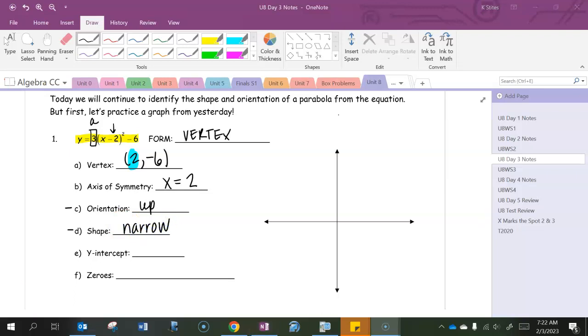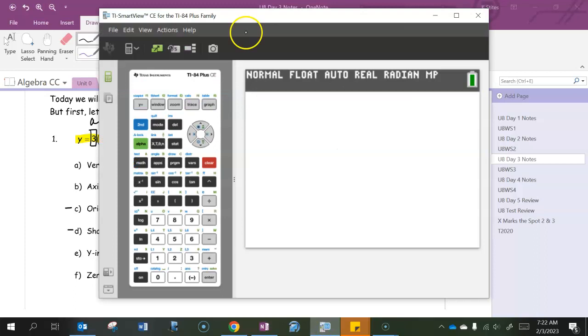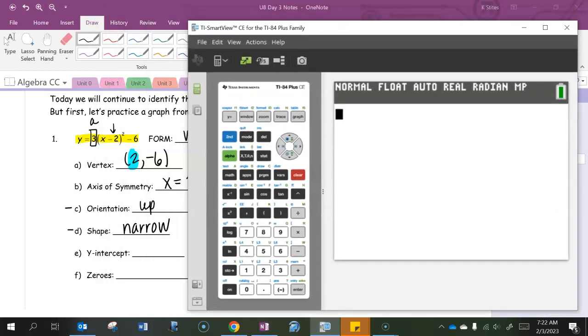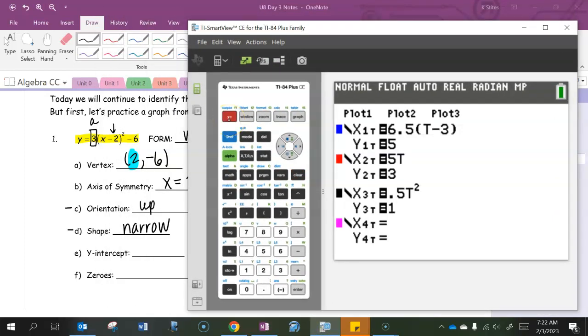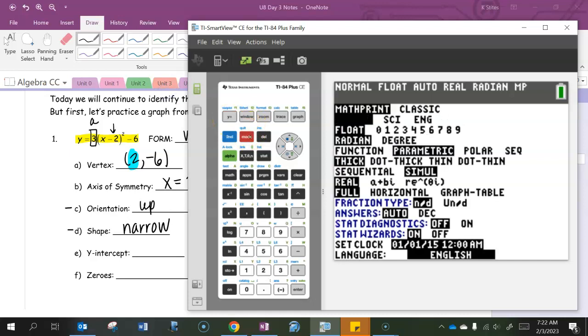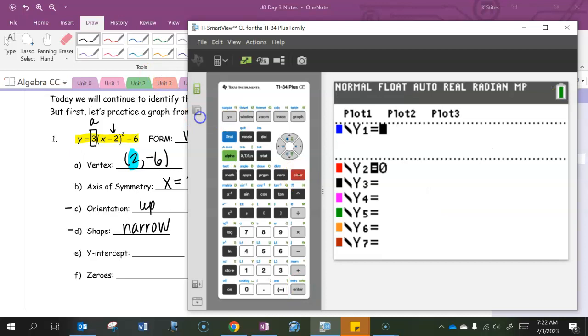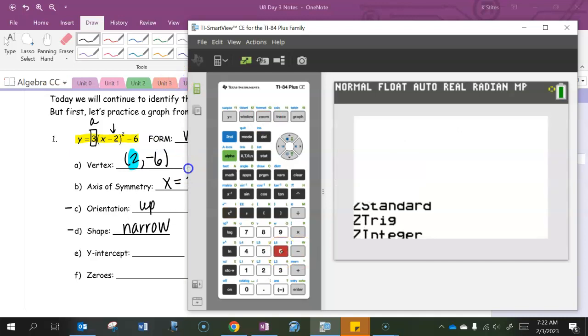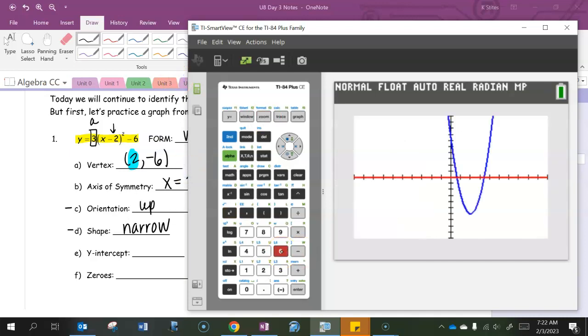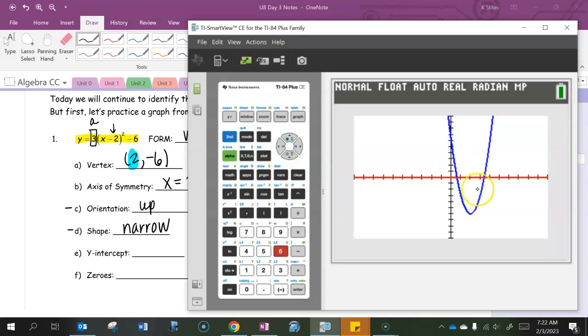But now I can verify all this with my calculator and also find the y-intercept and the zeros. So I'll go to my y equals, and I'm going to type in my equation. And you can leave this 0 here. And I'm going to graph, and we can see it is definitely opening up, and this is a narrow graph.